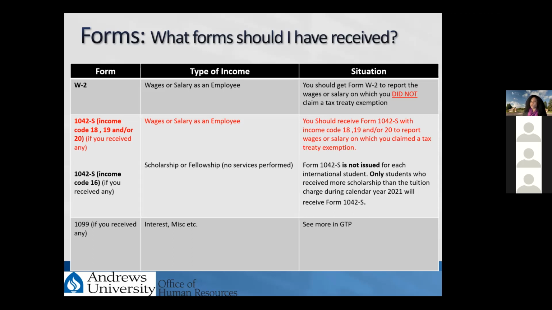But a W-2 and 1042Ss will come to us. 1042Ss, once again, will be in Glacier if you're eligible for it. And W-2s will always be in our payroll system, where you usually go to view your pay stubs. You should be able to access that over there.